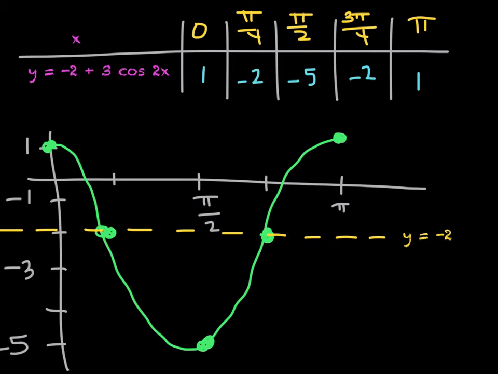Now remember, the amplitude describes the height of the graph, both above and below this line that's going right through the middle of the graph. It used to be the x-axis in all the previous examples. It's no longer the x-axis, it's y equal to negative 2. The height above this line is 1, 2, 3 units. Also downward, 1, 2, 3 units. You can see the amplitude right here.